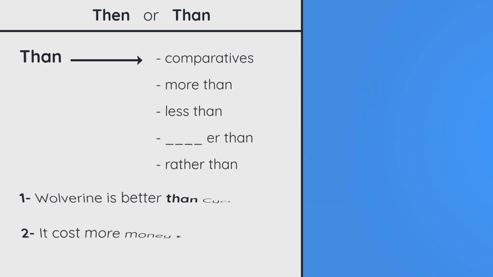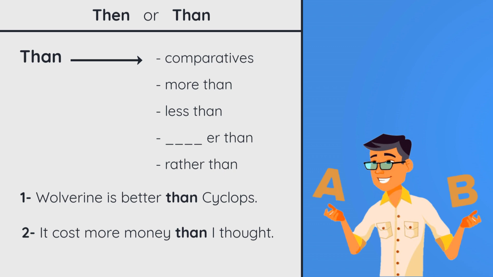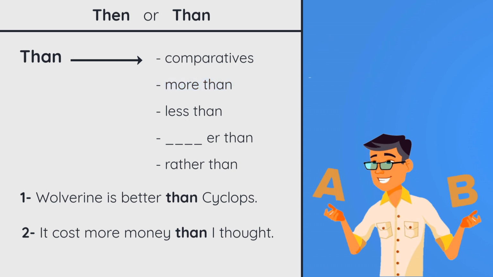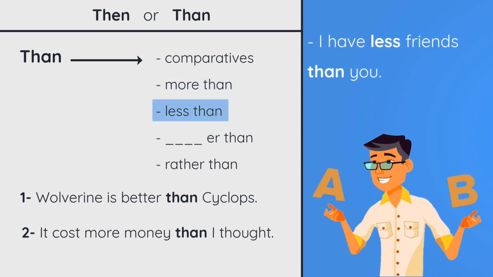Let's look at than. When do we use than? We use it when we're comparing things. When we want to compare one thing to another thing, this is when we use than. So what are comparatives? Often we may talk about more than. I have more friends than you. I could also say I have less friends than you.